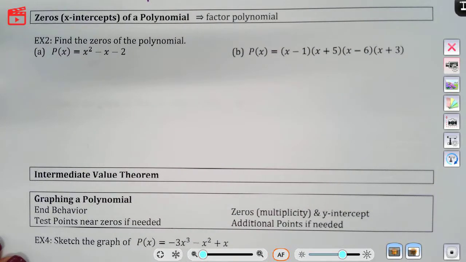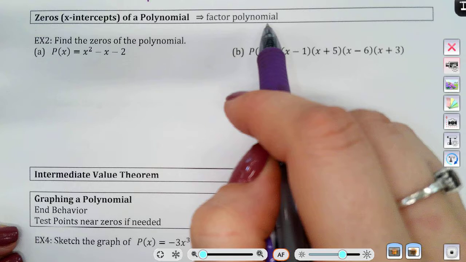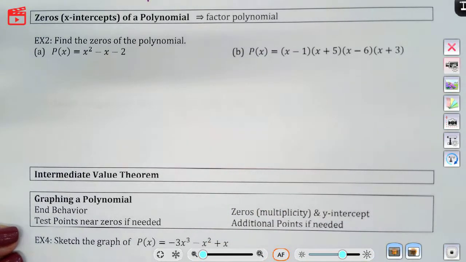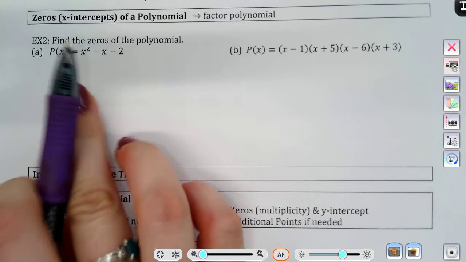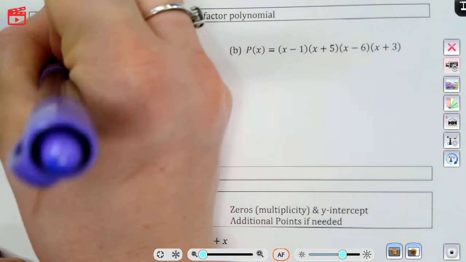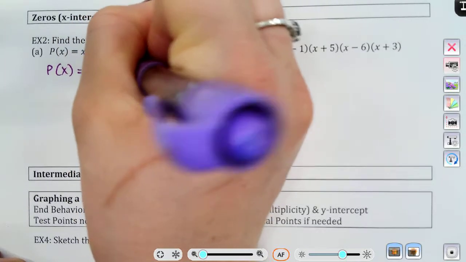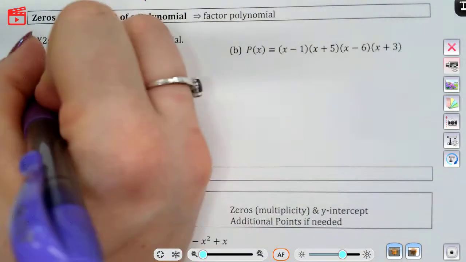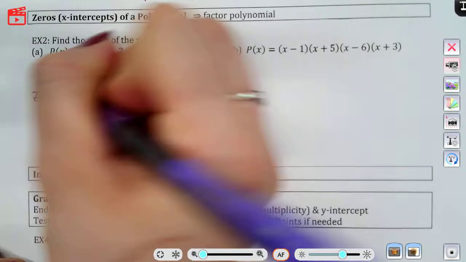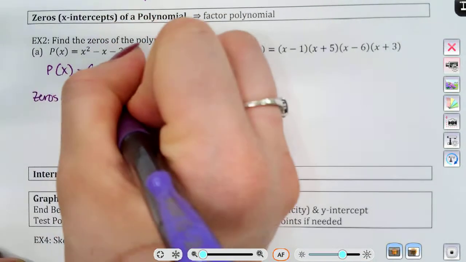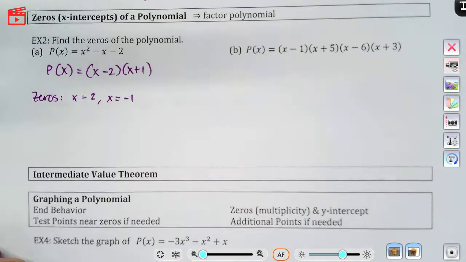All right, so let's take a look at what the zeros are. Zeros of a polynomial are actually just the x-intercepts. So the plan is you just factor your polynomial and pull out your zeros. So p of x, can we factor this? Yes, we can. That's going to equal x minus 2, x plus 1. So my zeros are x equals 2 and x equals negative 1.